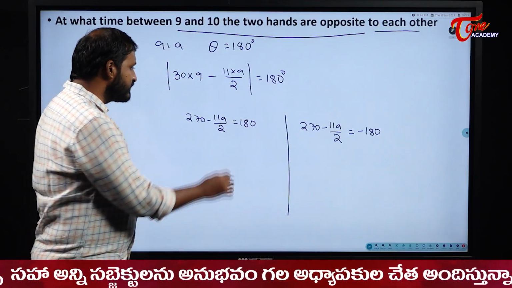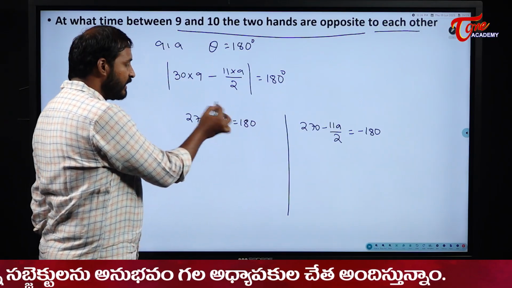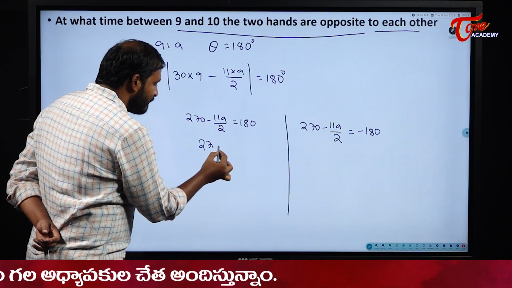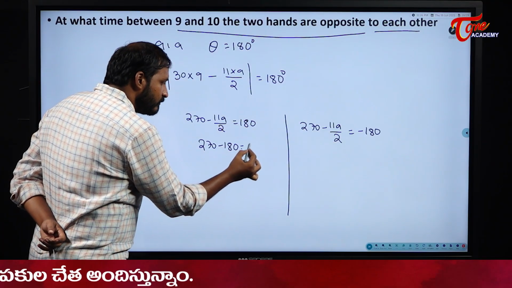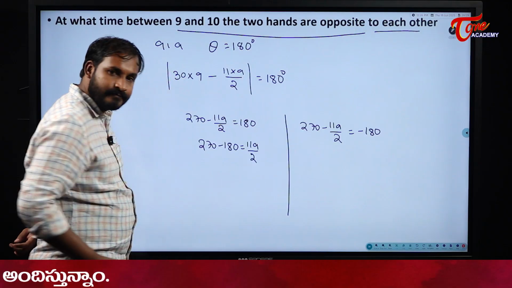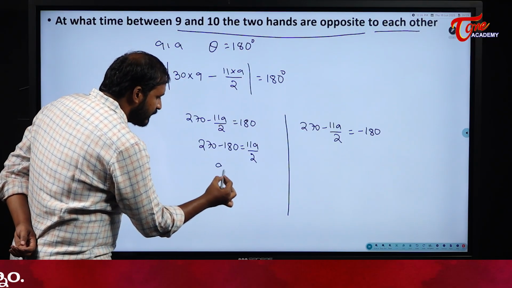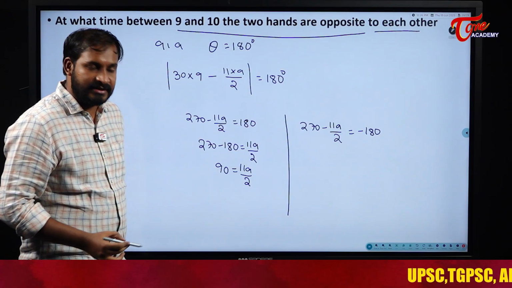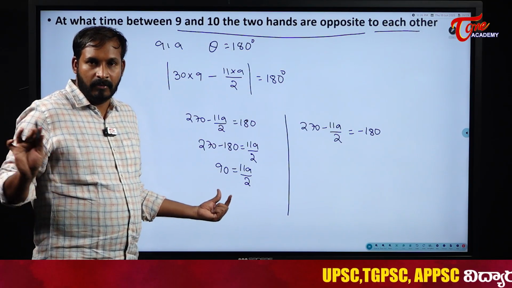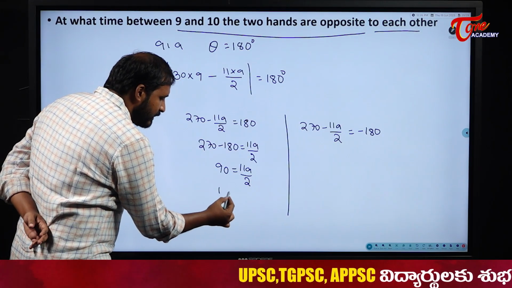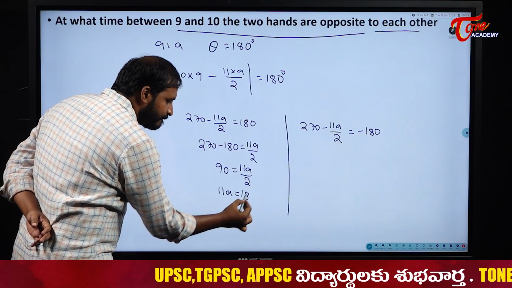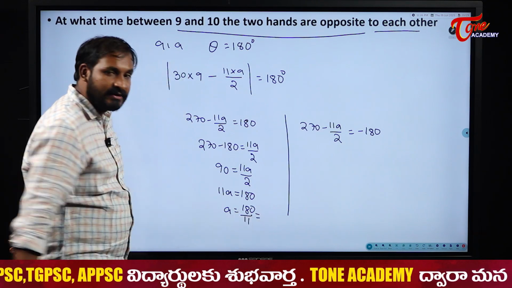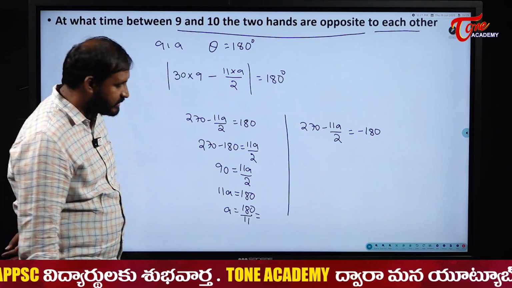Now in this case I will send 11a by 2 to that side and 180 to this side. What will happen, students? See here, 270 minus 180 is equal to 11a by 2, right? So this will become 90 is equal to 11a by 2. 11a by 2 is between 0 and 360 degrees. Fine, no problem at all. Now see here, 11a value will become 180. A value will become 180 by 11. What does 180 by 11 become, students?